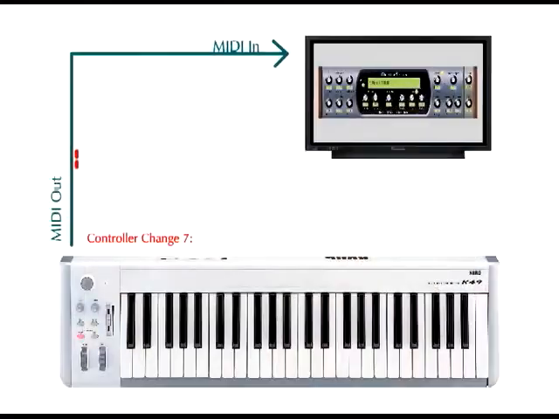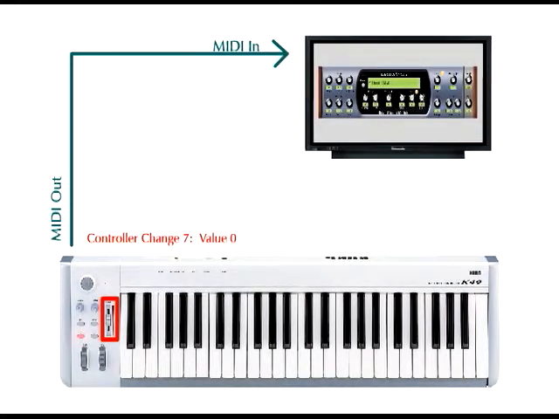So for example, if you sent out a controller change 7 message that has a value of 0 on channel 3, the synthesizer that is receiving on channel 3 will respond by turning its volume down to 0 for that channel. The pitch bend message is unique in that it's bidirectional. 0 is the middle of its range, and you can bend down or up.